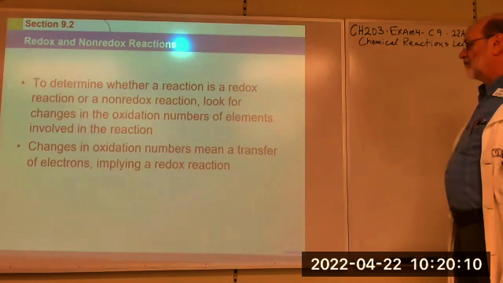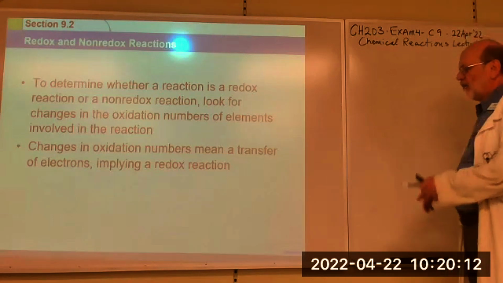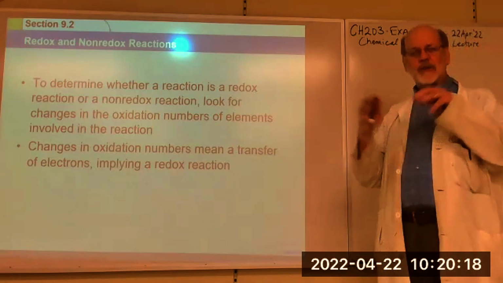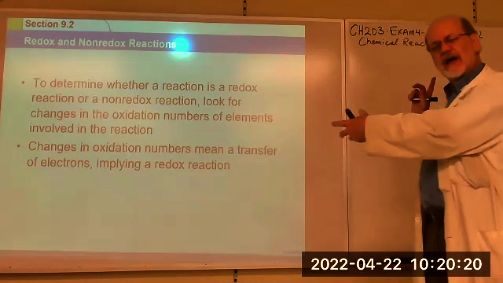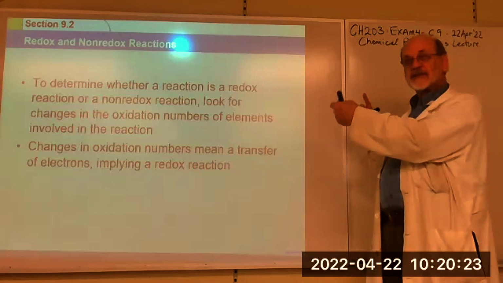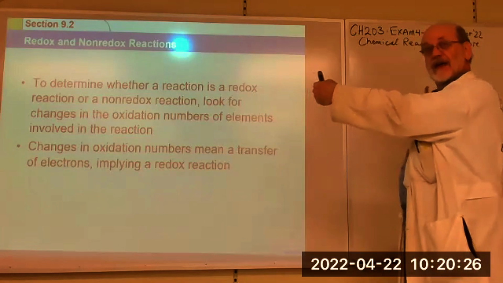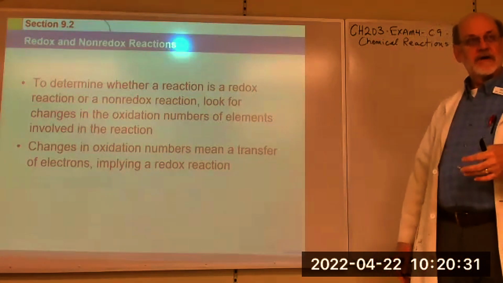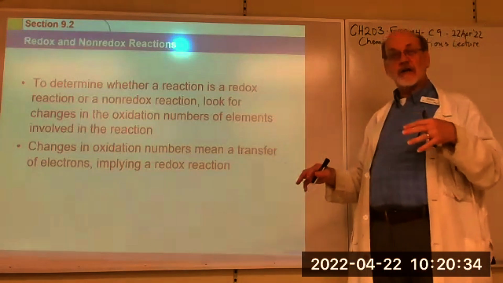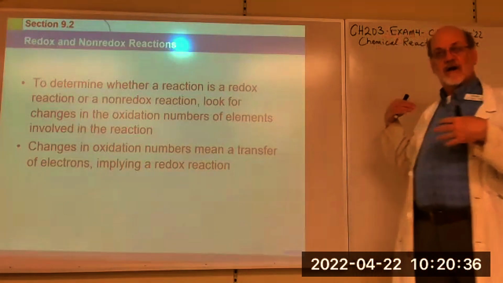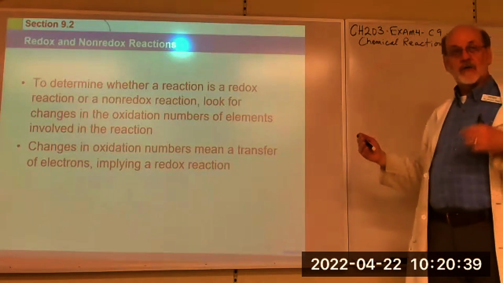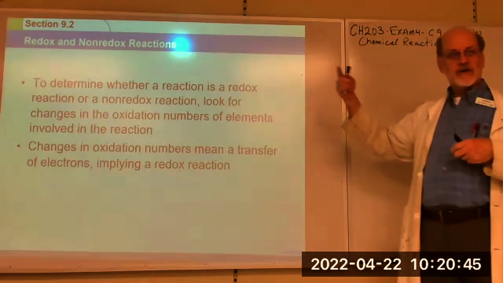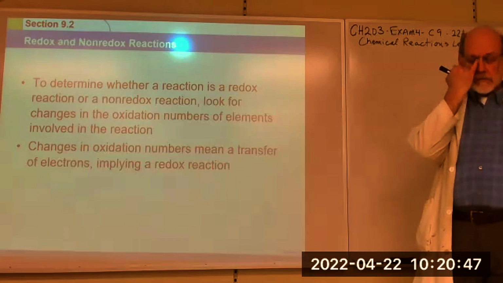So if we want to identify a reaction as redox, we need to know the oxidation numbers for each of the elements on the reactant side and the product side and compare them. Does this element's oxidation number change from this side to this side? If it doesn't, then go to the next element. If you don't find any elements that change their oxidation numbers in the process of the reaction, then you don't have a redox reaction. All you need is one to change from one side to the other, and you have a redox reaction.